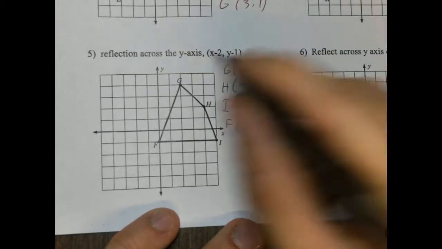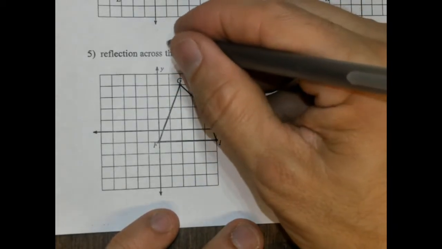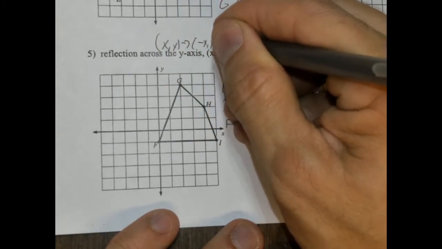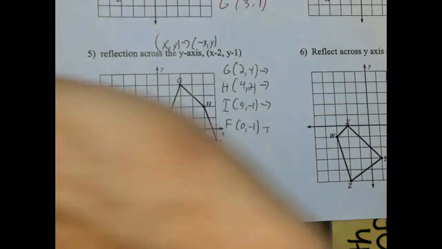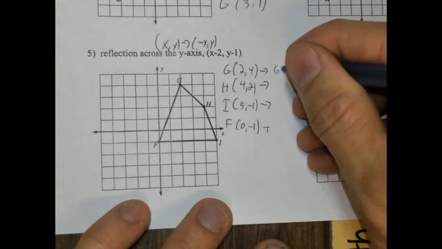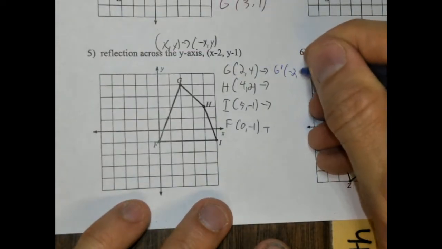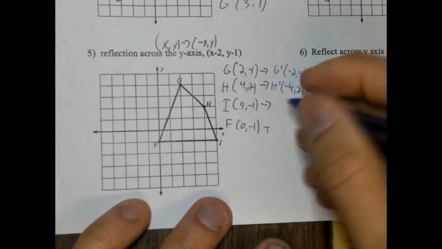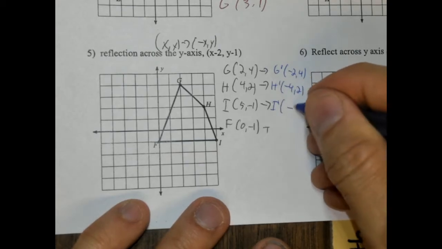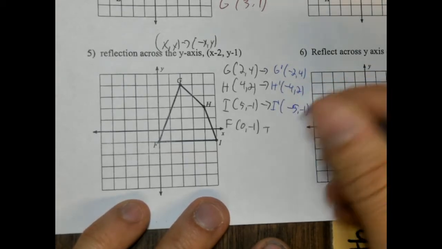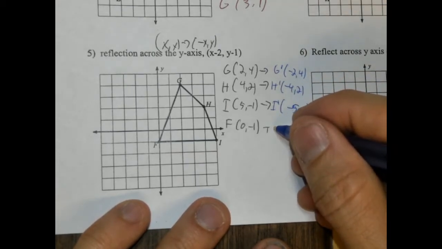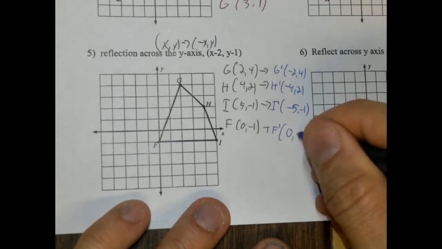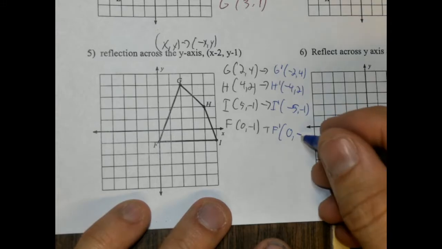Okay. So reflecting over the y-axis, that means (x, y) becomes (-x, y). So we're simply going to change these signs. So G prime, -2, 4. H prime, -4, 2. I prime, -5, -1. And F prime, 0, -1, because it's on the line of reflection.